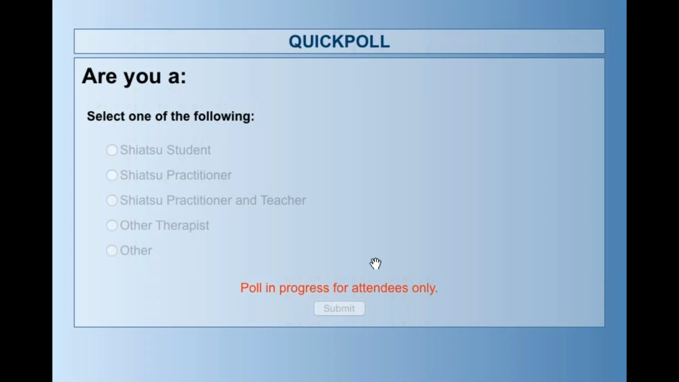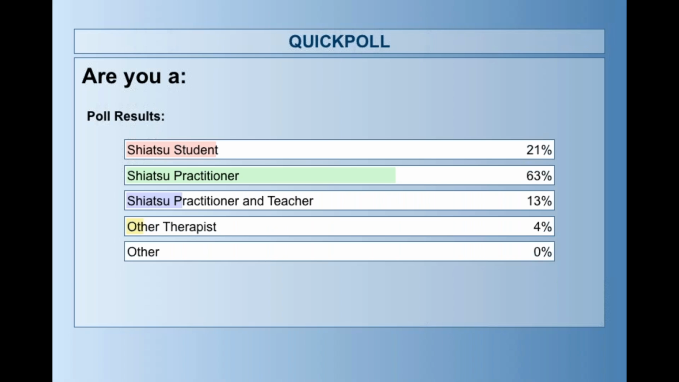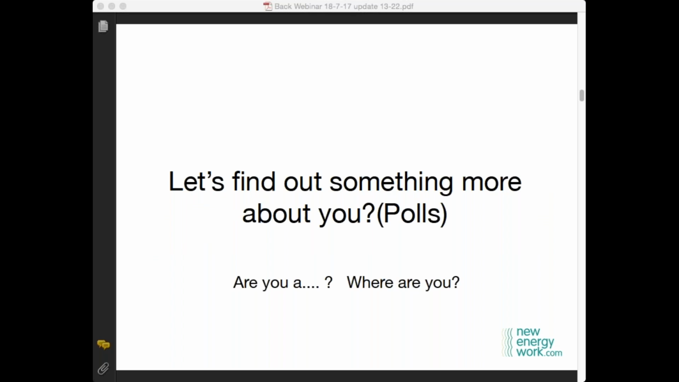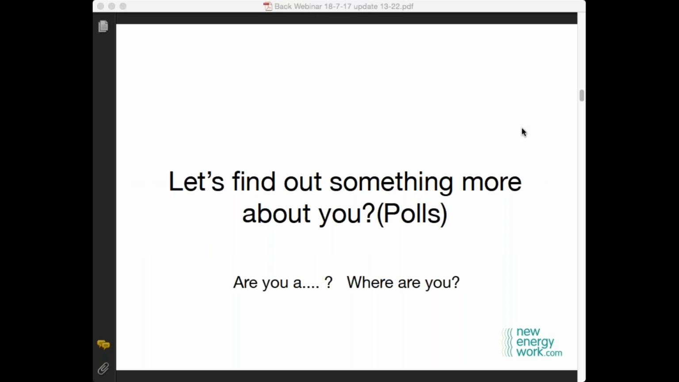Let's find out a little bit more about you, shall we, Shakura? Shall we find out whether they are a Shiatsu practitioner and also where they are? So can you just tell us what category you're in? Look, we've got quite a few teachers. We've got 13% teachers, so welcome. We've got some other therapists as well, but most of you are Shiatsu practitioners. Great. So the next thing we'll be interested to know is, where are you from? So maybe you could just launch that poll. Oh my goodness, someone's got up at 4:30 a.m. in Australia. I've had lots of people emailing me saying, is it going to be recorded? Which is another thing. Let's make sure.